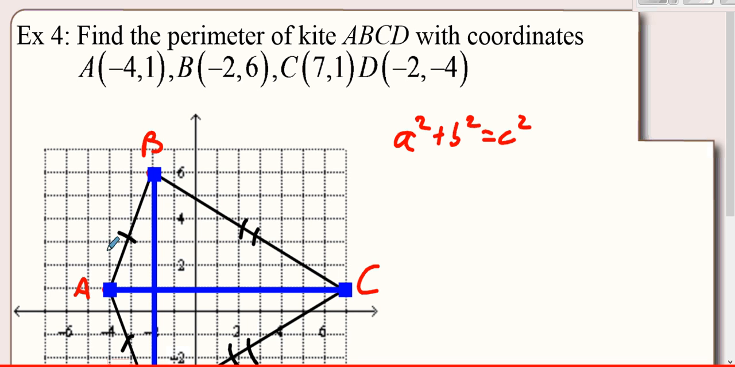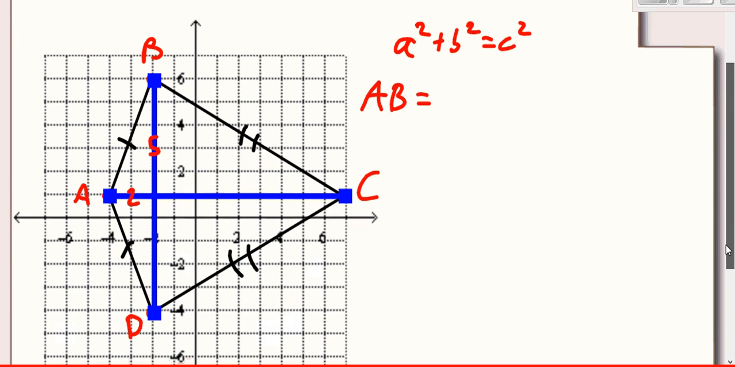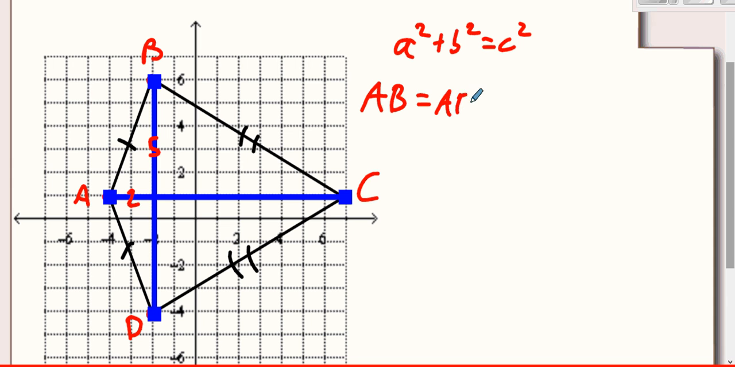So if we take each of these little triangles here, this side is 2, 1, 2, 3, 4. This side is 5. So we can find AB, which is the same as AD, using Pythagorean theorem. We get that it is the square root of 2 squared plus 5 squared. Using distance formula would be the exact same result. So that's 25 plus 4 is 29.